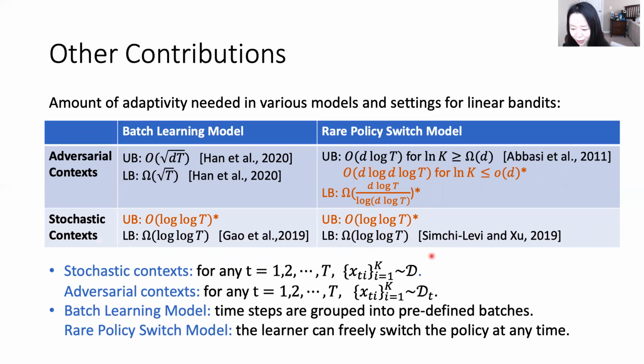Here, adversarial context means that every time the context vectors are drawn from a different distribution D_t, and these D_t are chosen by an adversary, so it's harder to learn, and the learner has to minimize the regret in the worst case. Recall that in stochastic context, D is the same for all time. And the policy switch model means that the learner can freely switch the policy at any time, which means the learner would have more freedom than in the batch learning model. And the amount of adaptivity needed is measured by the number of policy switches.